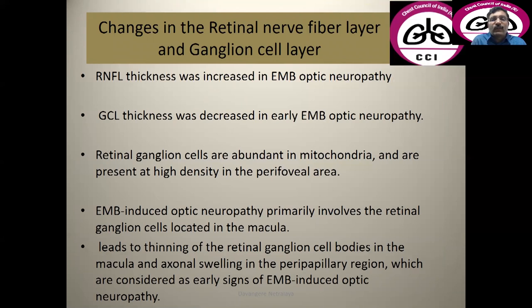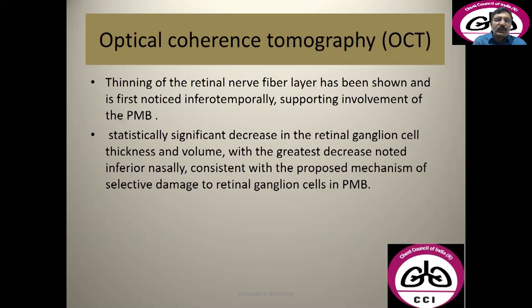So what are the changes one tends to see in the retinal nerve fiber and ganglion cell layer? In acute toxicity, the retinal nerve fiber shows an initial increase in thickening. The ganglion cell thickness is significantly reduced. The retinal ganglion cells have abundant mitochondria and are more concentrated in the peripheral area, so in high density, those will be typically affected in ethambutol optic neuropathy. This leads to thinning of the retinal ganglion cell bodies in the macula and axonal swelling around the optic disc, which are considered early signs of ethambutol induced optic neuropathy.